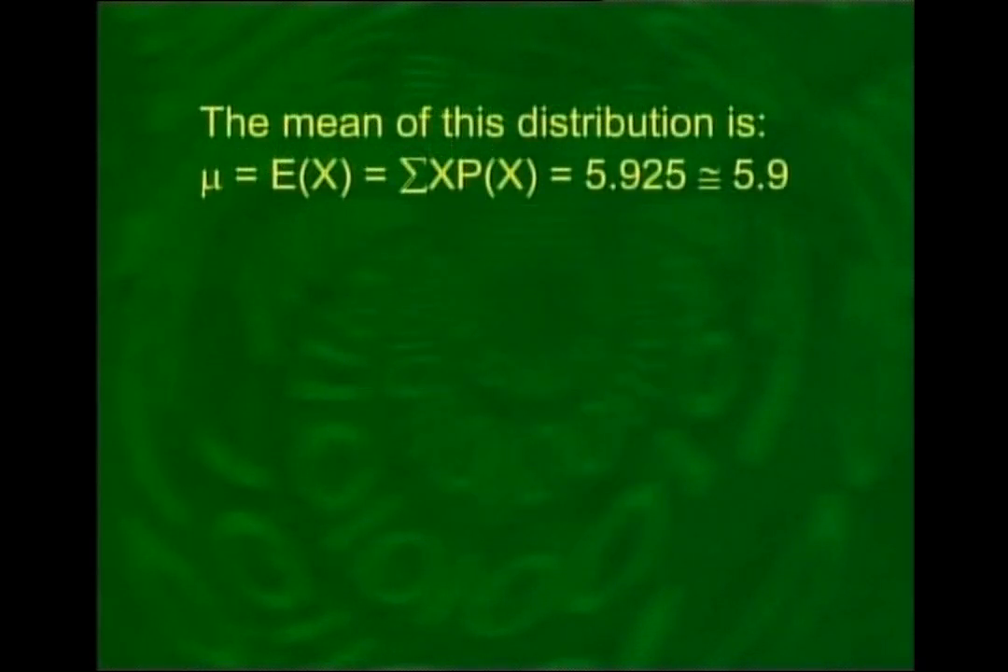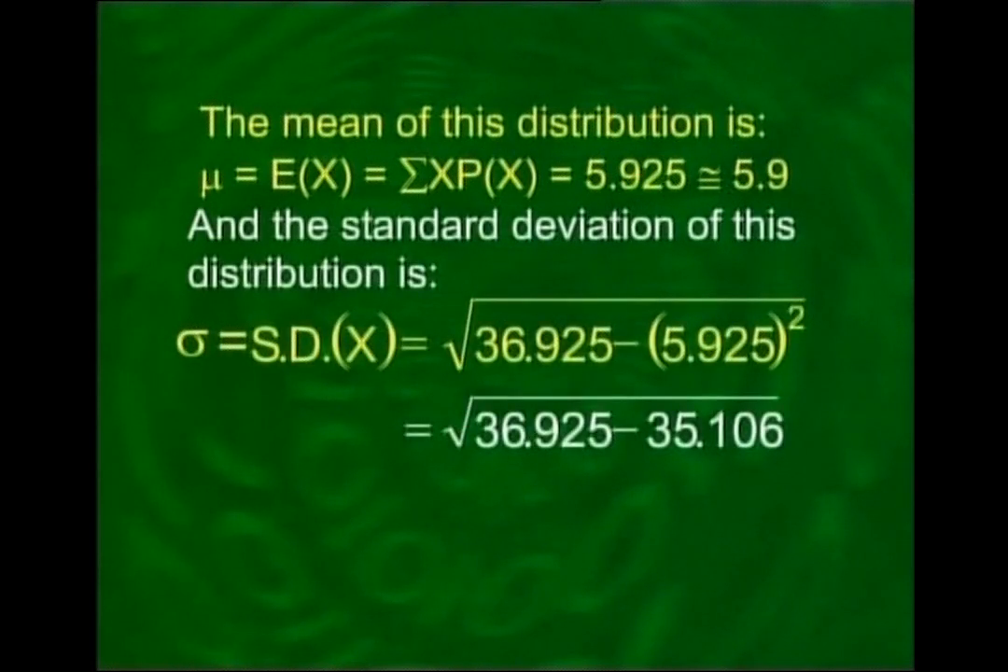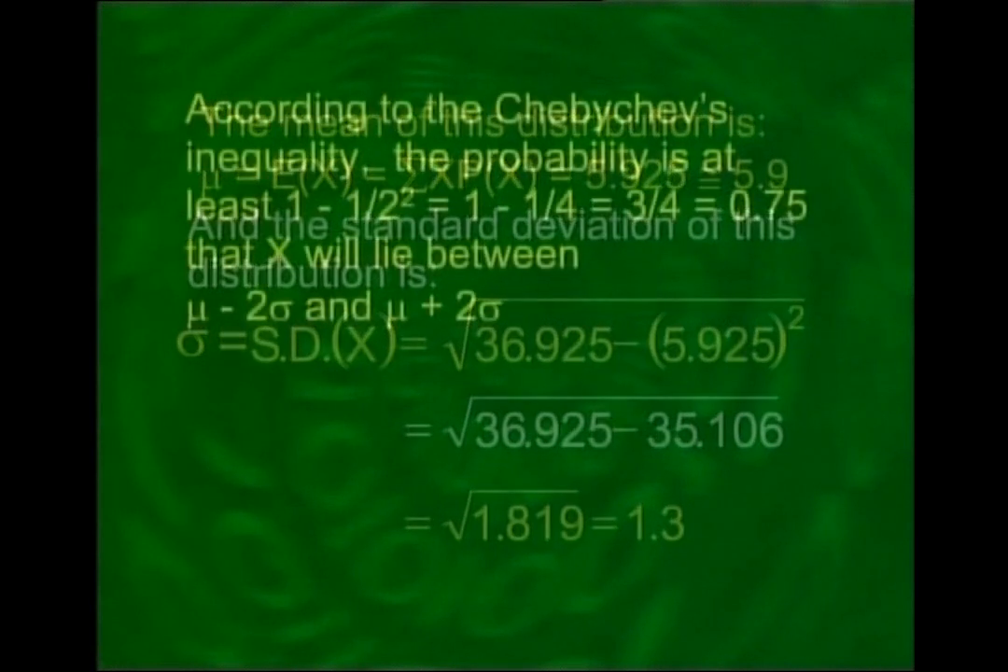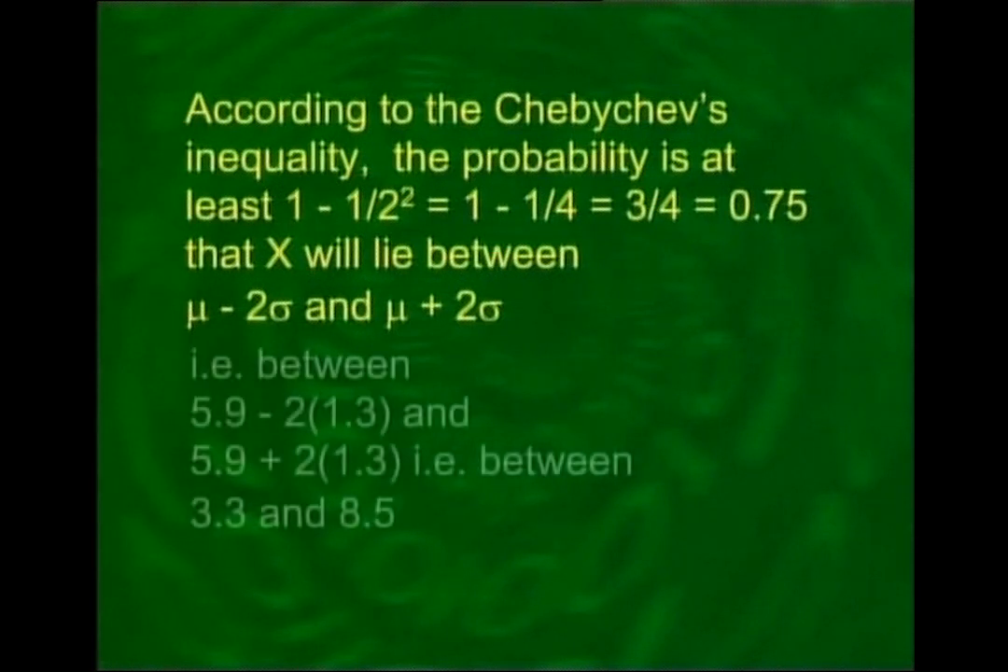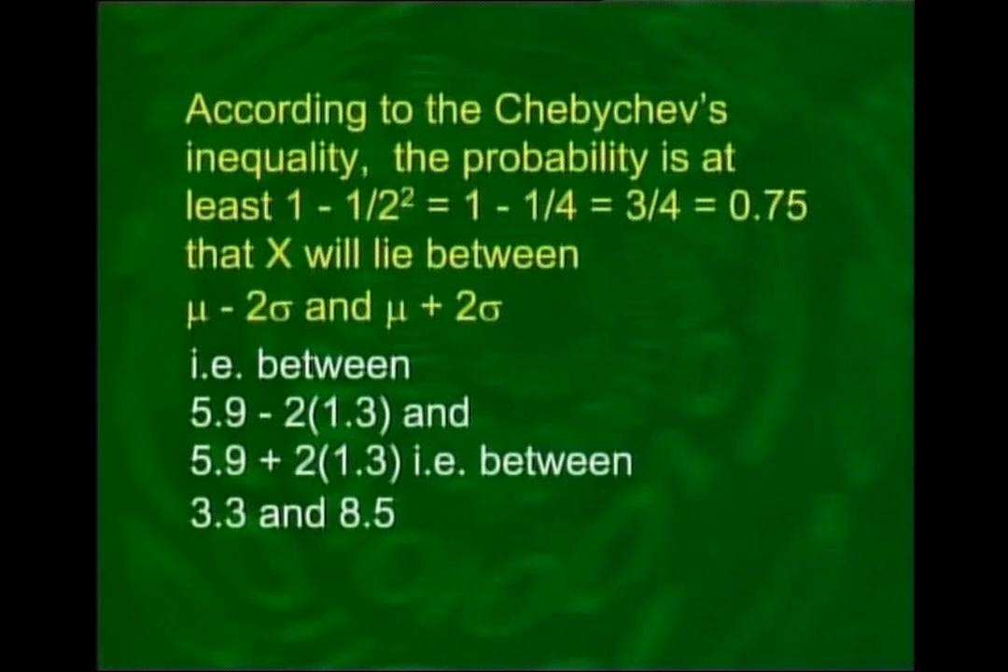Now, the mean of this distribution is 5.9, as you will recall from the last lecture, and the standard deviation comes out to be 1.3. According to Chebyshev's inequality, the probability is at least 1 minus 1 over 2 square, that is equal to 0.75, that x will lie between mu minus 2 sigma and mu plus 2 sigma, that is between 5.9 minus 2 times 1.3 and 5.9 plus 2 times 1.3. Now, these two values come out to be 3.3 and 8.5.